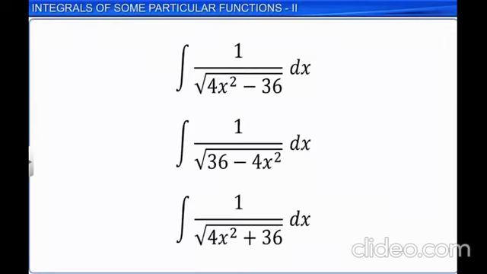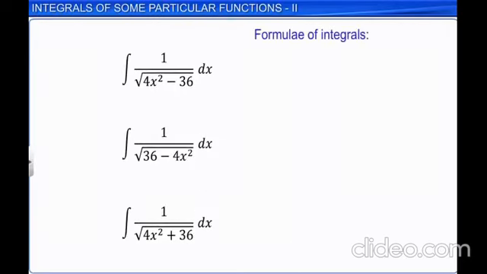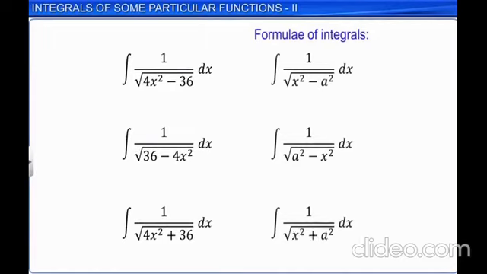Let's take a look at some integrals. All these integrals fit into the standard integrals shown here. We will see how we can evaluate these integrals. We will first find the solution of the integral of the functions of the type 1 upon square root of x square minus a square.